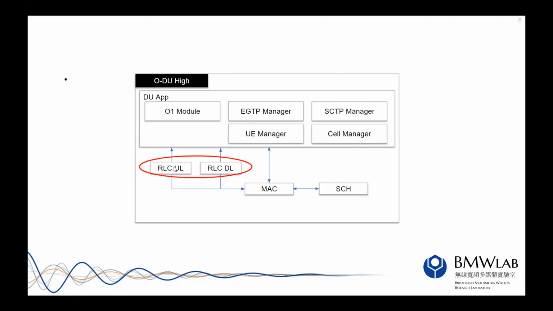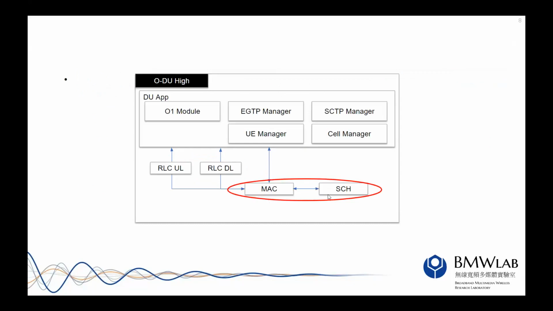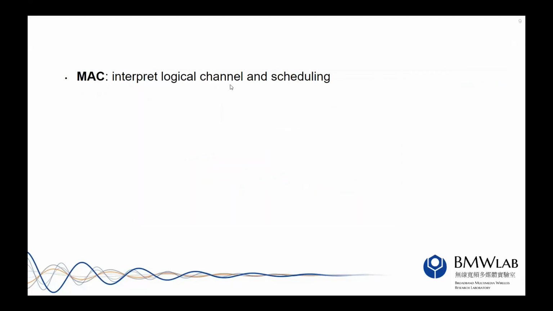Okay, next is the RLC module. The RLC module provides service for transferring control and data messages between the MAC layer and OCU. And the last one is the MAC module, and its stack scheduler is the internal scheduler. The MAC module interprets the logical channels, and it does the scheduling with its internal scheduler.